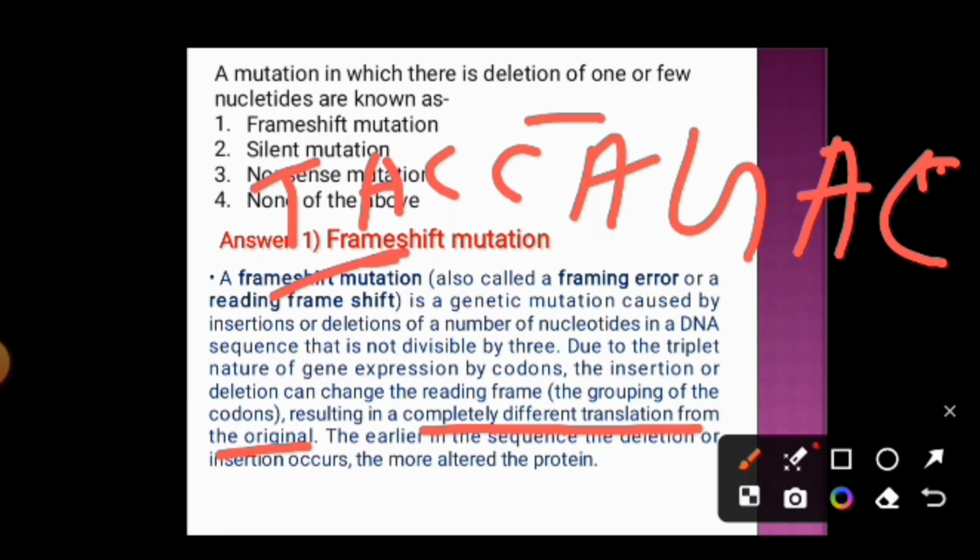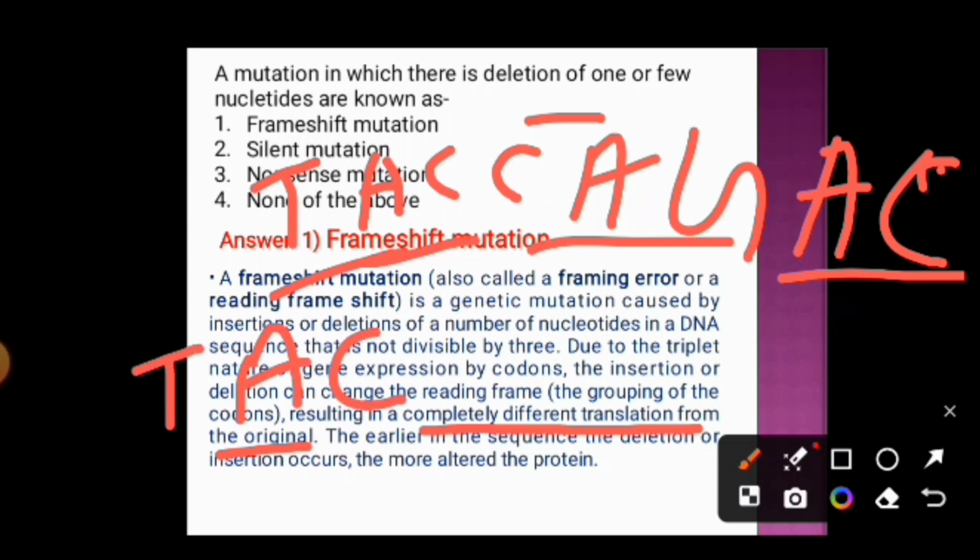It is this 3, then this 3, then so on. Okay. If these two are deleted, then the sequence will be like T, A, C, G, A, C. So there will be another different type of protein product. Okay. This results in the change in the entire reading frame.